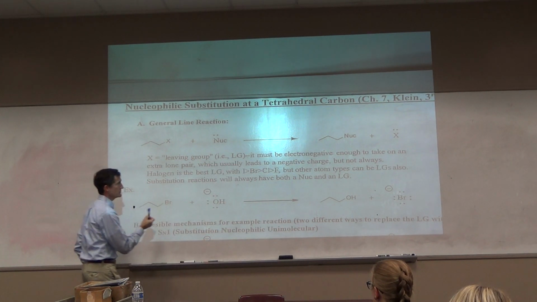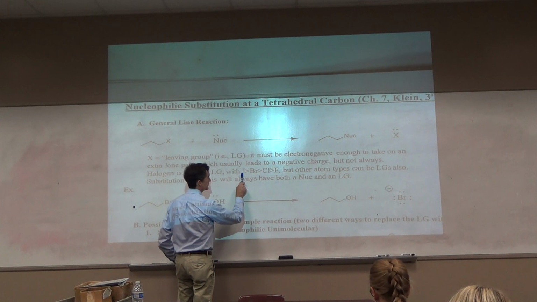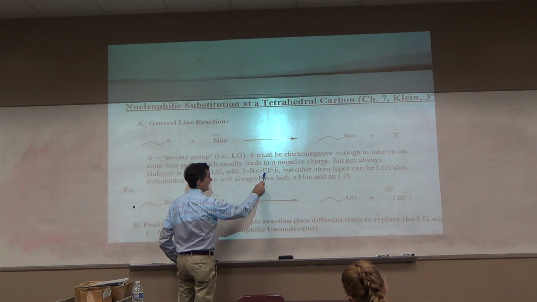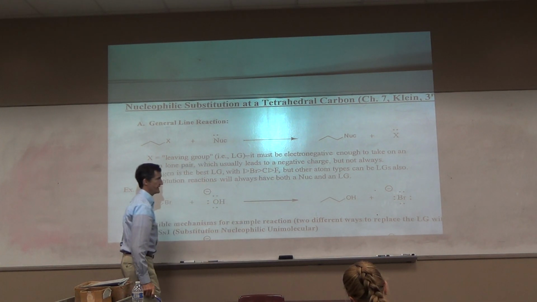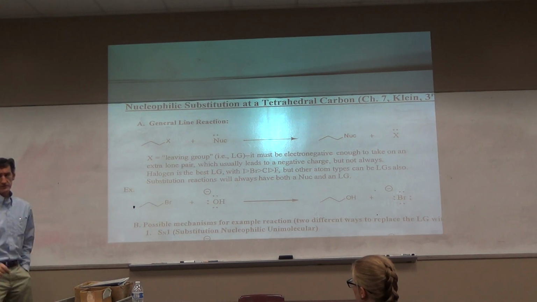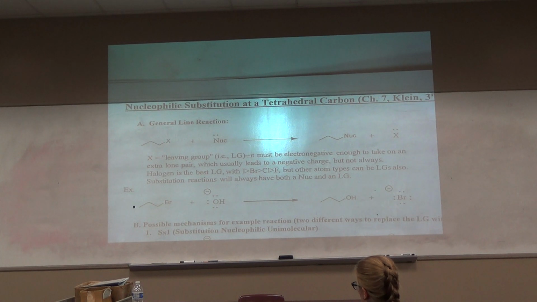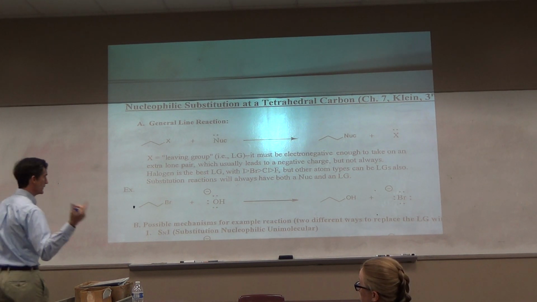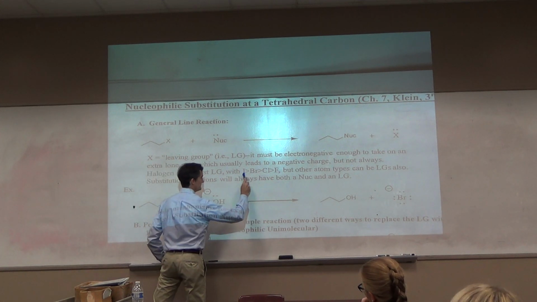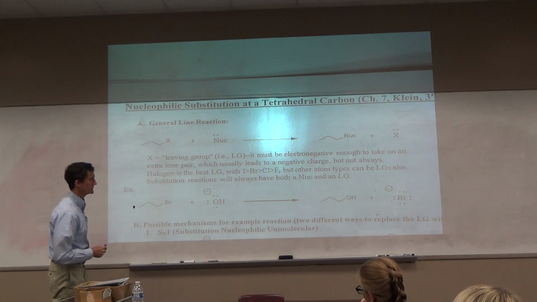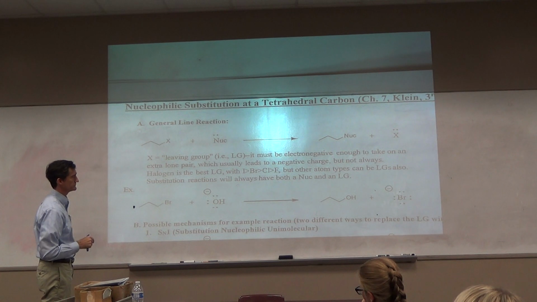Halogen is best leaving group in this order. Iodine's your best leaving group, then bromine, then chlorine, and then fluorine is pretty bad. But other atom types can be leaving groups. Oxygen, nitrogen, a variety of things can be leaving groups, but require some discussion. These are your good ones, not chlorine.